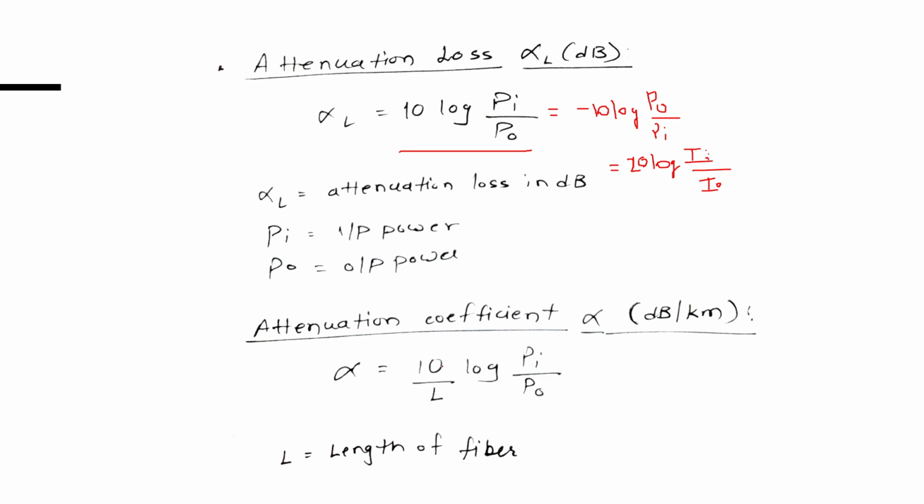And this formula is used to calculate the attenuation coefficient, which is represented in terms of decibel per kilometer, because here we have divided by L, the length of the fiber. So this was the easy explanation of the attenuation of the signal in the optical fiber cable.